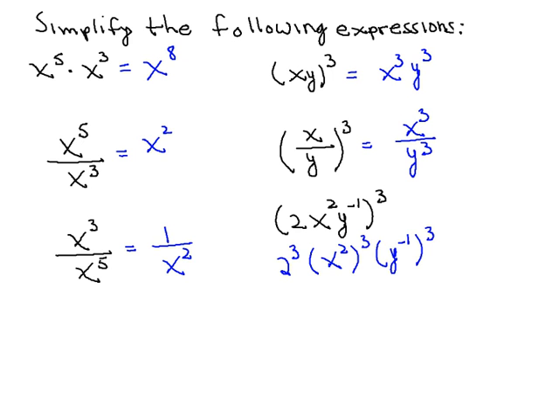And we know that 2 to the third is 8. And x squared to the third, we will multiply the exponents there. And so we will then have x squared to the third becomes x to the sixth power. And y to the negative 1 to the third, multiplying exponents there, becomes y to the negative 3. And since we would like all of our answers to contain only positive exponents, what we'll do is move the y to the negative 3, if you will, to the denominator. So we end up then with 8x to the sixth, then divided by y to the third power.